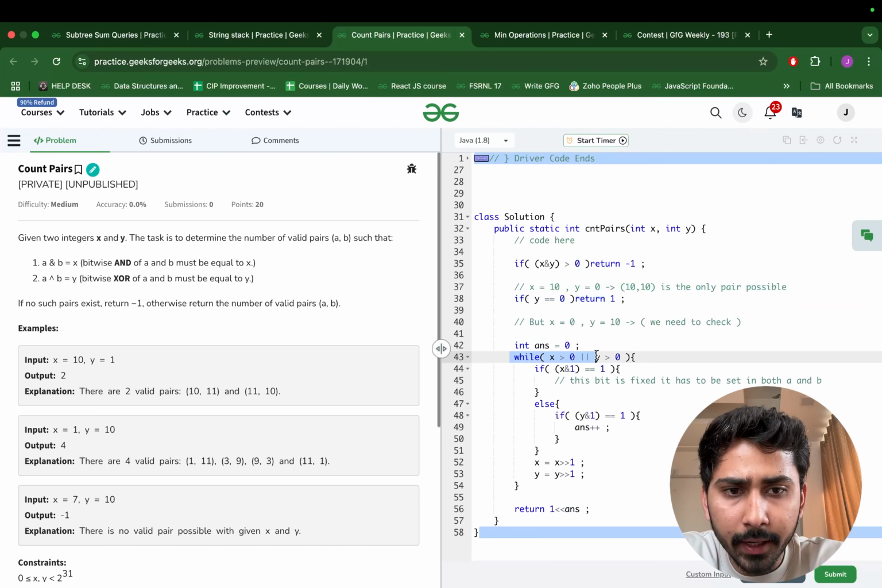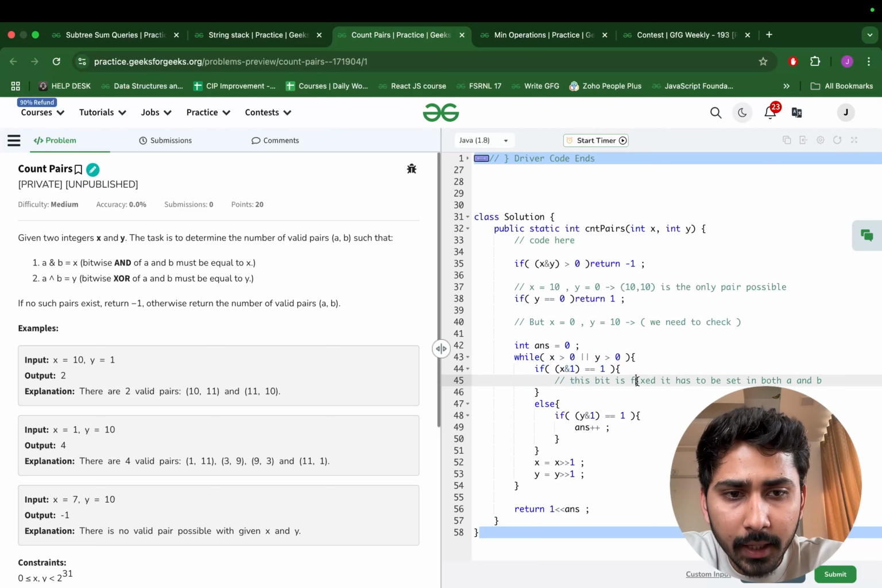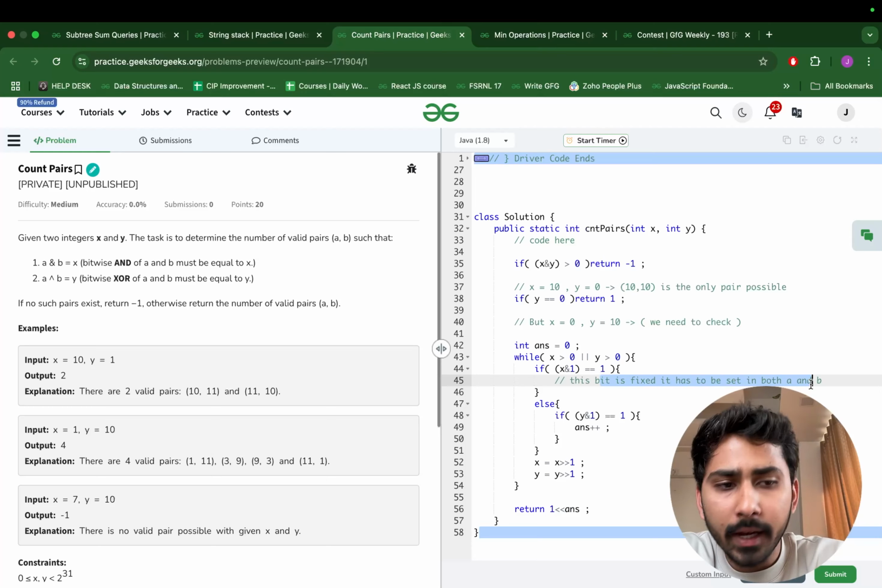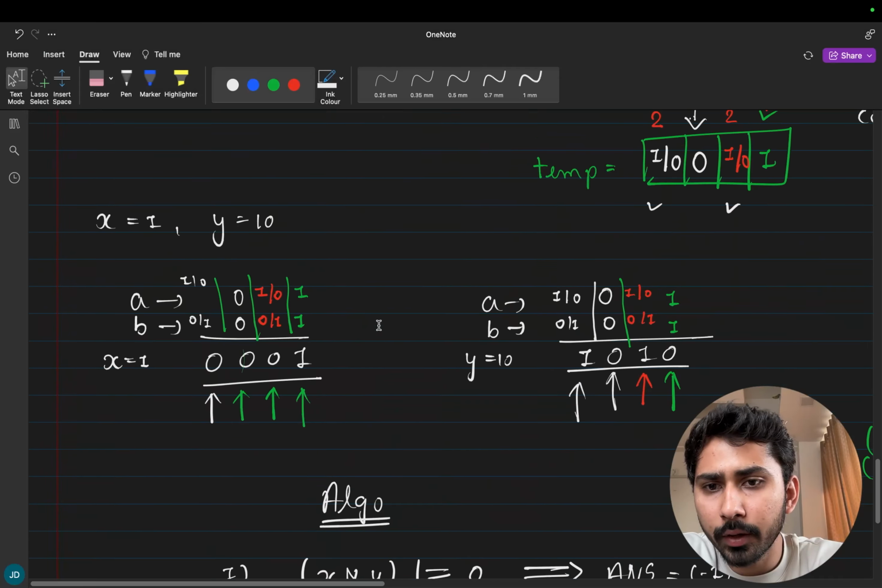So what I have done, I have iterated over x and y, and I am trying to find out whether the ith bit is set in x or not. If this bit is set in x, it has to be set in both a and b. It has to be set, means this bit is going to be fixed. That's what we have seen over here, no?